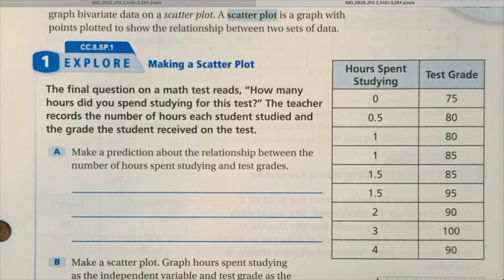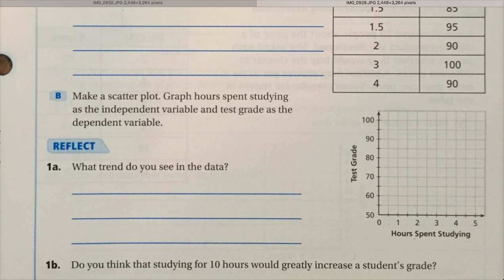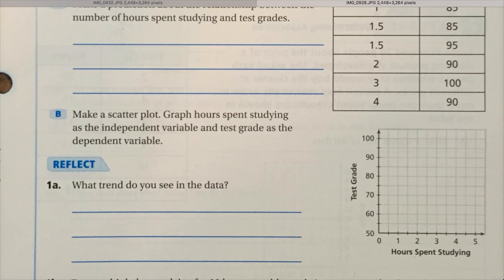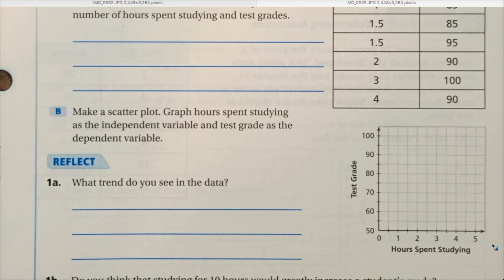Okay, now let's take a look at B. B says, make a scatter plot, graph the hours spent studying as the independent variable and the test grade as the dependent variable. If we take a look, our independent variable is the time spent studying, and if we look at our graph, the hours spent studying is on our x coordinate, so the independent variable would be the x. Test grade is the dependent variable, or our y. And you'll notice that your independent variable is usually the x, the dependent is usually the y.